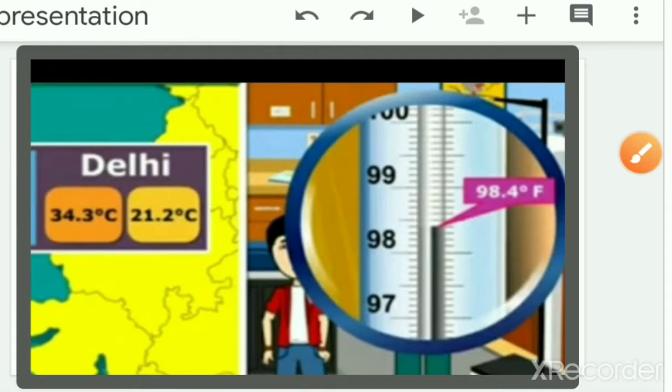So today we are going to discuss the chapter decimals: how to solve decimals, how to represent decimals, how to change decimals. This is chapter number 8, decimals, right?